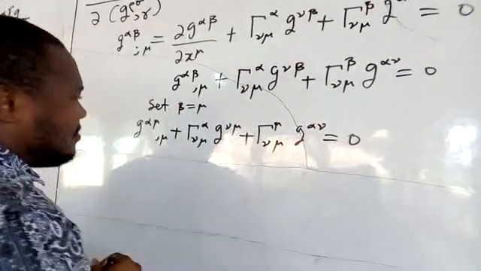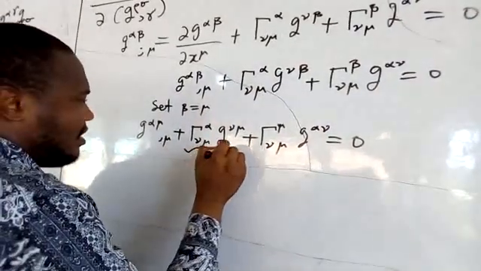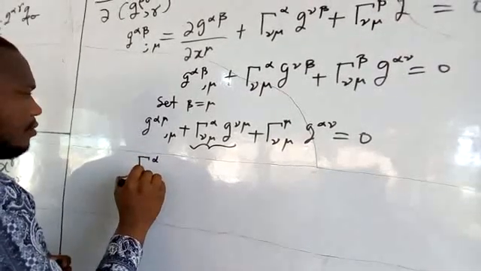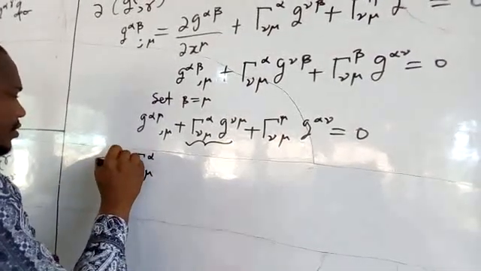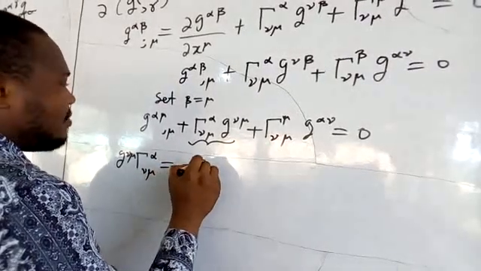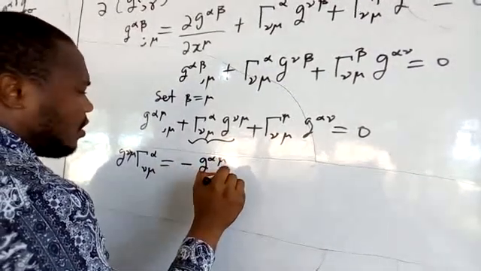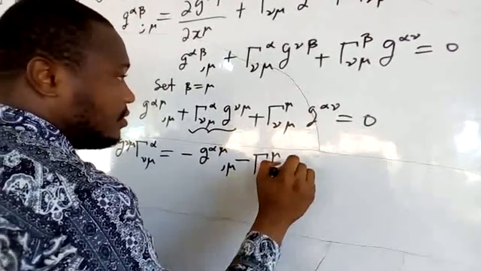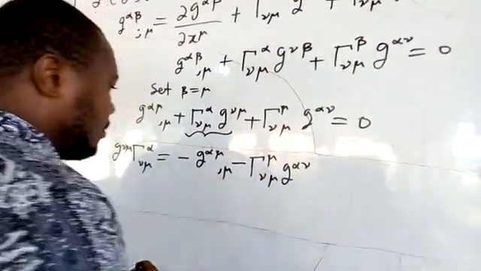Now you can see something here quite magically. Well, you can see that we can make this the subject of the formula, Gamma^alpha_{nu mu} g^{nu mu}, just to make it exactly that. This is the same as minus g^{alpha mu}_{,mu} minus Gamma^mu_{nu mu} g^{alpha nu}. That is what we get.